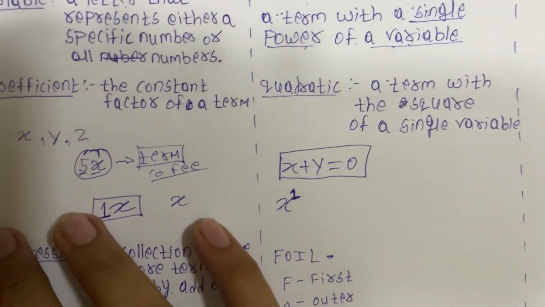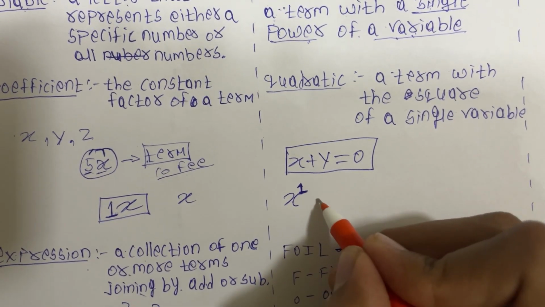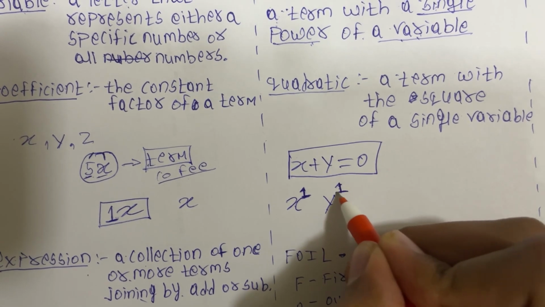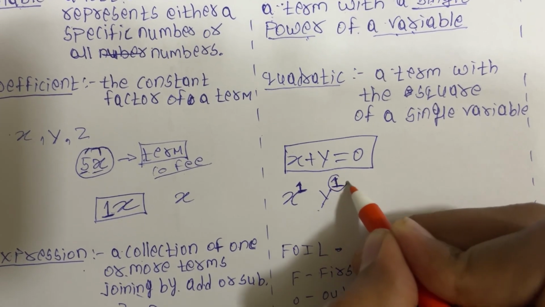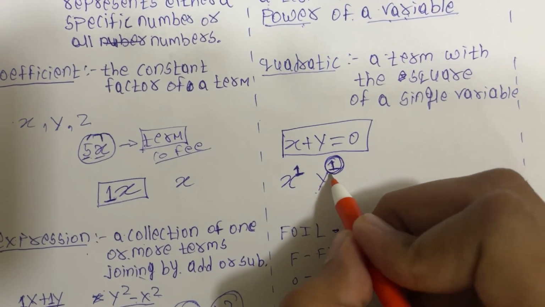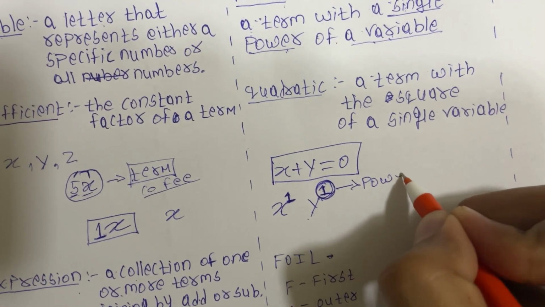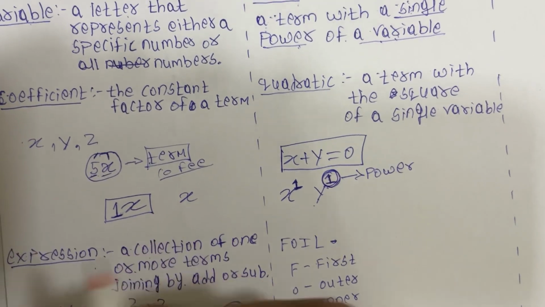Okay, on its head, let's consider this y. On y, its head is 1, so it will have power 1. This is called a power. Remember in your mind, this is called a power.